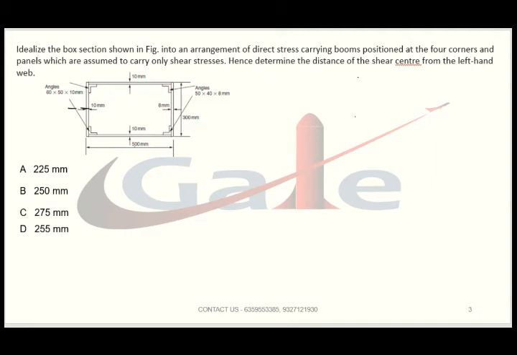Okay, so I hope you got the idea what this sentence is saying. They are saying assume it as an idealized section. Hence determine the distance of the shear center from the left hand web. So they are asking what is your shear center from the left hand web. So this is nothing but your web, and this is the left hand side.